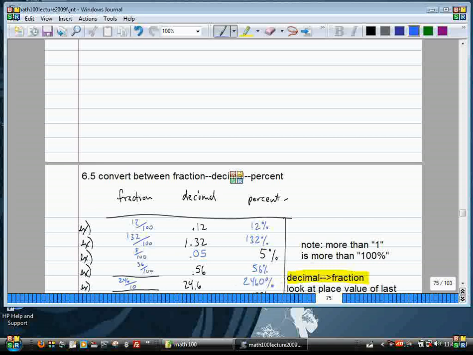This is 2,460%. Because how do you go from a decimal to a percent? What do you have to do with the decimal point? Two places which way? To the right. In the same way that when you have a percent and you're going to make it into a decimal, which way do you move the point?